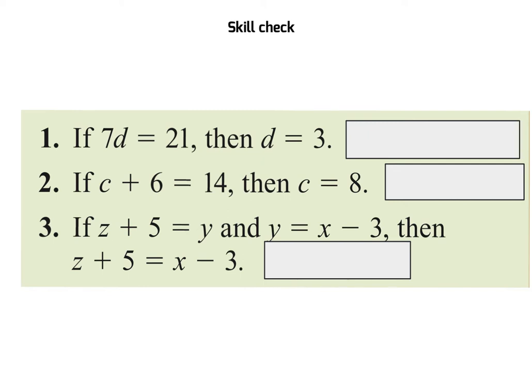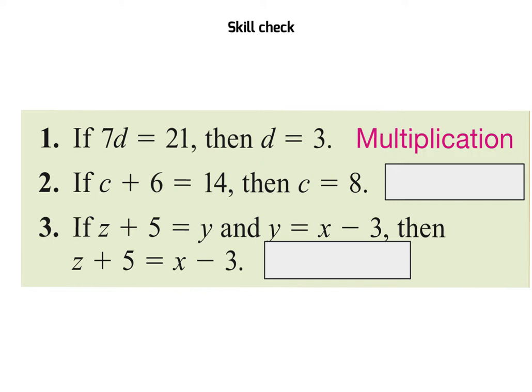Multiplication, right? So technically we use the multiplication property there. They actually multiplied by 1 over 7 if you're being technical about multiplication. All right. What about 2? What did they do to both sides here? They started with C plus 6 equals 14. How did they get to C equals 8? What did they do?